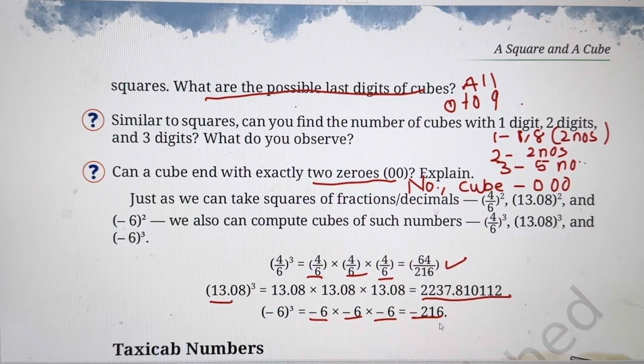So we have learned what perfect cubes are, how to find perfect cube numbers, and we also observed a few patterns in the cubic numbers. We'll continue with this chapter in the next video. Thank you.